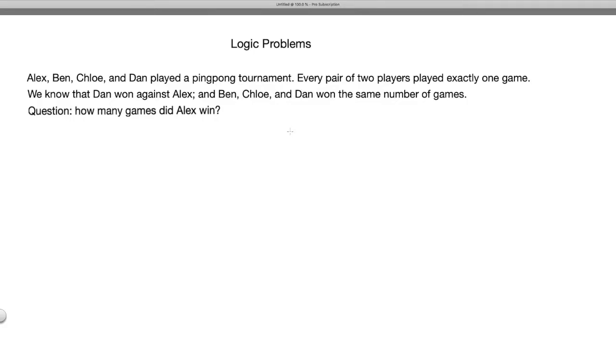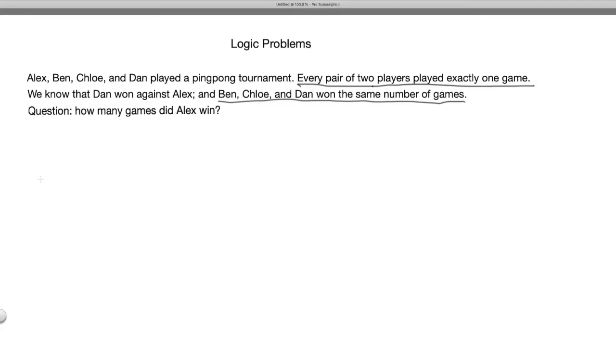So the problem: Alex, Ben, Chloe, and Dan play a ping pong tournament. Every pair of two players played exactly one game. We know that Dan won against Alex, and Ben, Chloe, and Dan won the same number of games. This sounds important. Question: how many games did Alex win?